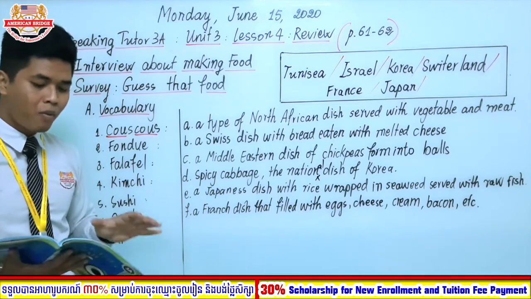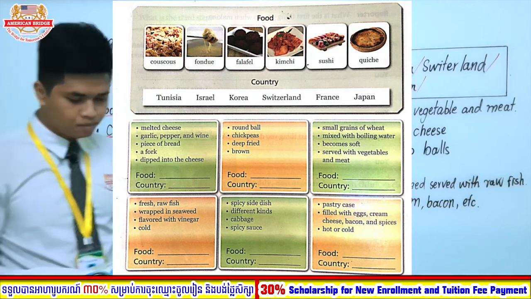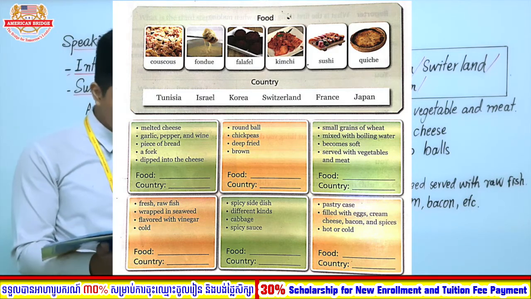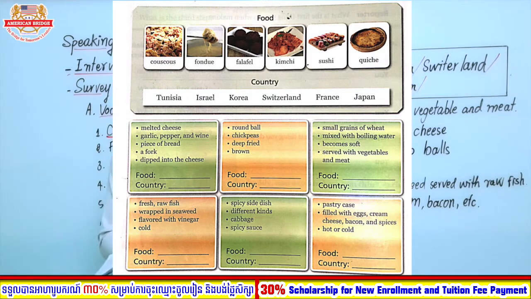Now everyone, let's look at the books on page 62. As you can see in the books, there are 6 different boxes, and in each box they give you keywords, and then they give you the food. You need to name the food and name the countries.